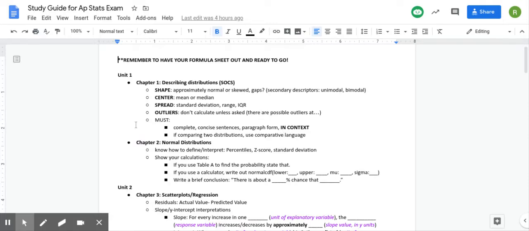If you have two distributions, which is very possible, make sure you use comparative language, like saying one is greater than the other or equal to the other or something like that.